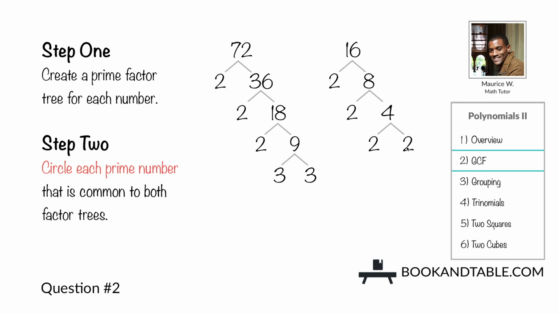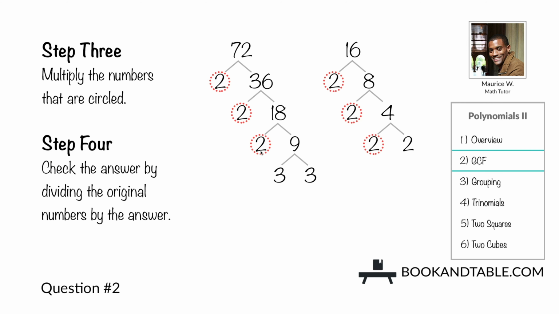So the second step is to circle each prime number that is common to both factor trees. And we'll see that each prime factor tree has a total of 1, 2, 3 2s. We do not circle this 2 because this tree does not have a fourth 2. And we do not circle either of these 3s because this factor tree does not have a single 3. So these 3 2s are the only numbers that are common to both factor trees.